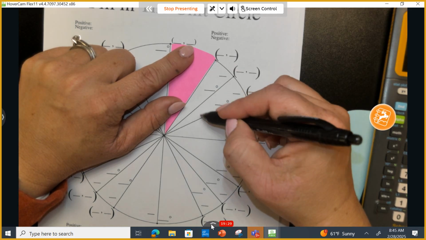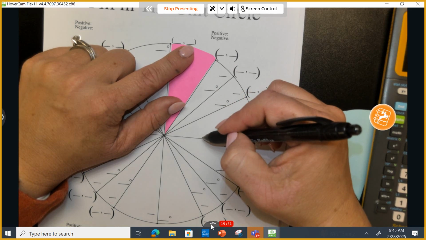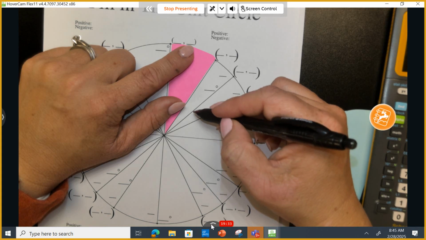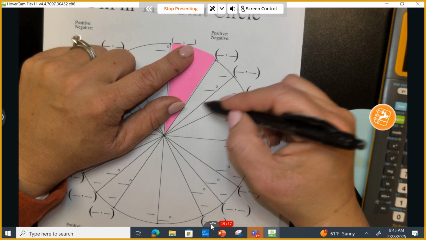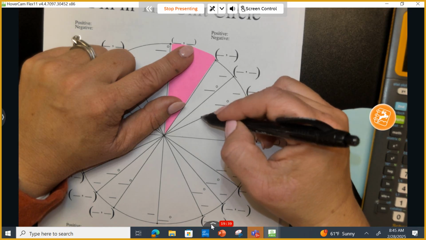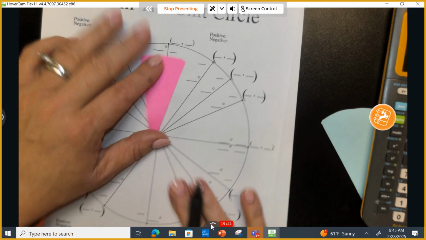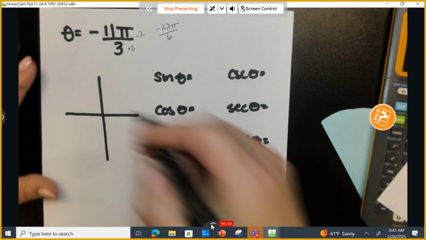How much more would I have to go to complete the revolution? A little louder. 60. I'd have to go 60 more. Remember, each one of these, take out the 45s, each one of these is 30. So 30 and 30, I have to go 60 more down. So let's draw this. I ended right here.